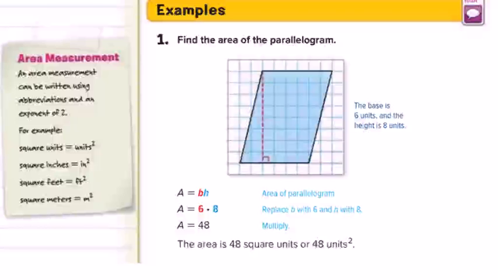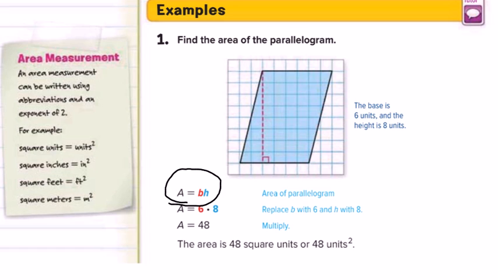Example 1 asks us to find the area of the parallelogram. Now, when I'm always finding the area, I'm always going to start with one thing, a formula. So that formula that was given to us above in the key concept, area equals base times height, is the way I'm going to start off every single problem.